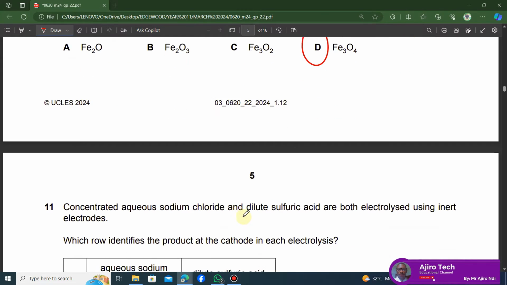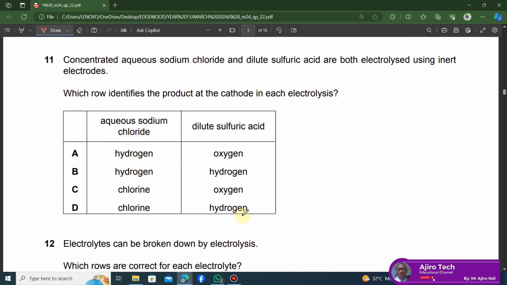That's quite easy. Question 11, concentrated aqueous sodium chloride and dilute sulfuric acid are both electrolyzed using inert electrodes. So which row identifies the product at the cathode? Now remember that the cathode is the negative electrode. So let's break down the ions that should go to the cathode for concentrated aqueous sodium chloride. So we're going to have the positive ions there, which are sodium ion and hydrogen ion, okay? And for dilute sulfuric acid, we just have hydrogen ion as the positive ion present.